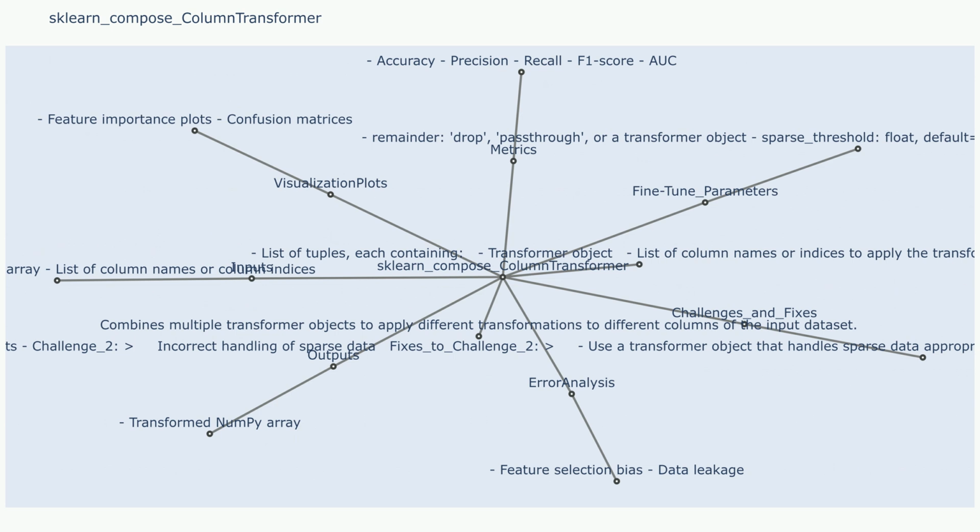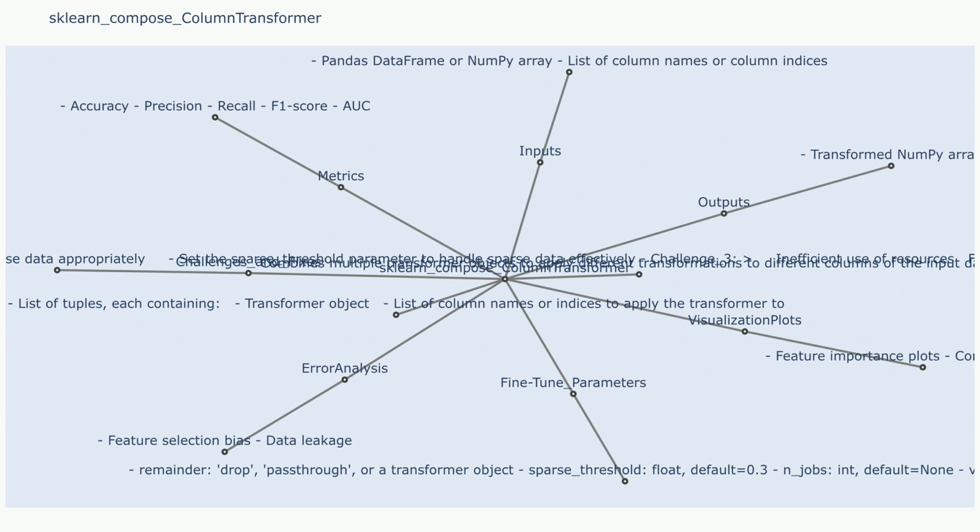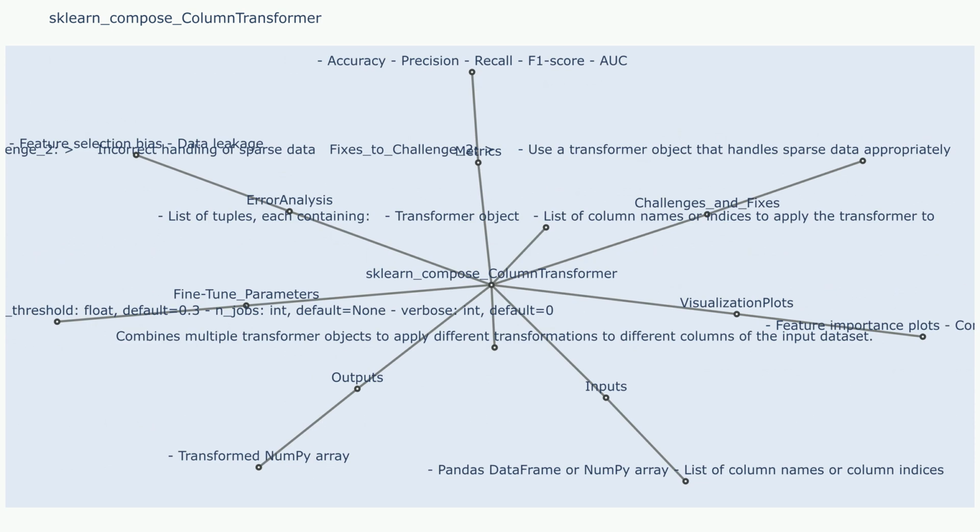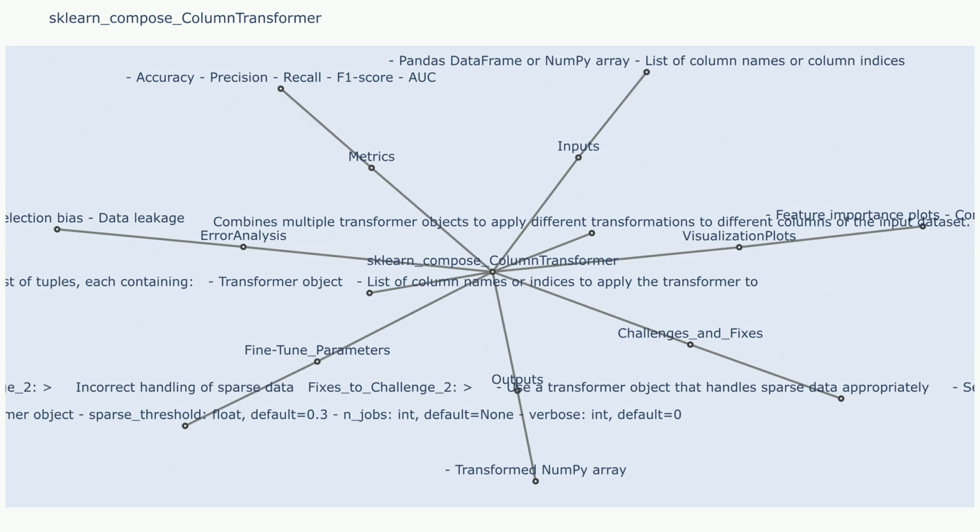Steps: transformer definition: define each transformer with its name, the object to be used for the transformation, e.g., OneHotEncoder, StandardScaler, etc., and the columns where it will be applied. Pipeline construction: combine the defined transformers into a ColumnTransformer object, specifying the remainder argument as needed. Data transformation: apply the ColumnTransformer to your data to perform the transformations. Metrics: not directly applicable to ColumnTransformer itself, as it's a preprocessing step. Metrics are used to evaluate the performance of the model you train after using ColumnTransformer.